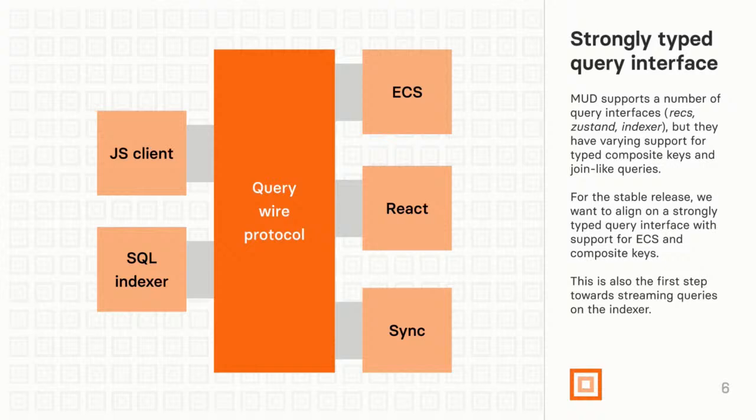What we want to get to is an API that you can use to query on the client and from the indexer with strong type and composite key support, with support for ECS queries, and with support for streaming queries, so that's queries that you can subscribe to for updates. And we have an API spec in the making, and we'll share it on GitHub once it's ready, and we'll notify you on Discord as well.